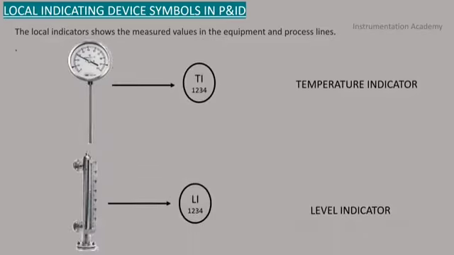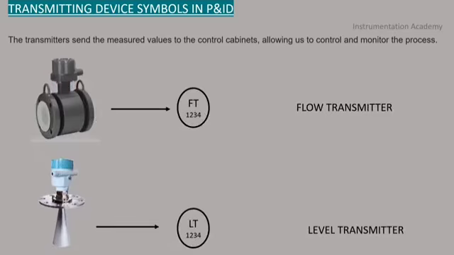Local indicating device symbols in P&ID. Local indicators show the measured value in the equipment and process lines. This figure shows how primary indicating devices are shown in a P&ID. Transmitting device symbols in P&ID. The transmitters send the measured value to the control cabinets, allowing us to control and monitor the process. This figure shows how common transmitters are represented in a P&ID.